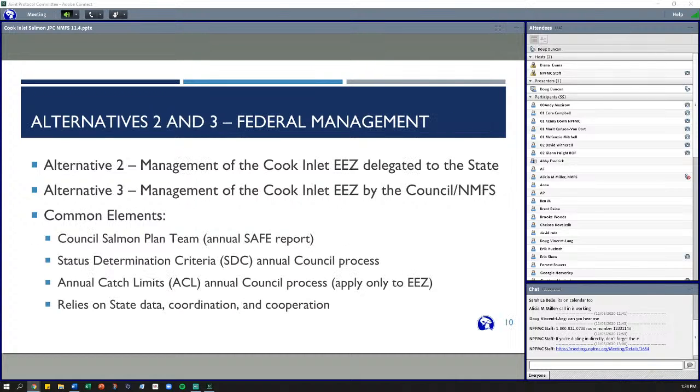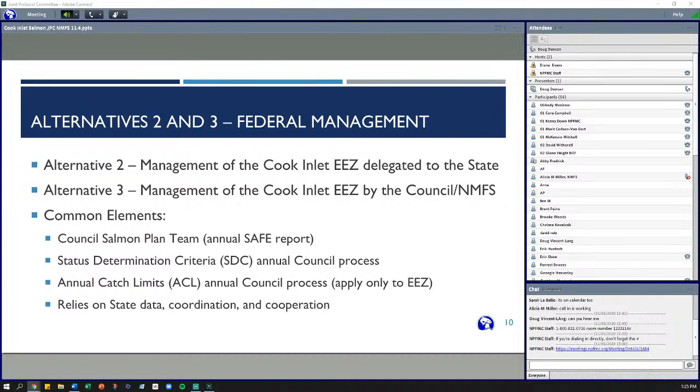So now we'll move on to consideration of alternatives 2 and 3. These are the 2 action alternatives that would maintain a commercial salmon fishery in the Cook Inlet EEZ. I am going to begin by grouping them together, looking at what the 2 alternatives share in common, because there are a number of common elements. And then we'll move on to looking at each alternative separately in order to highlight the differences.